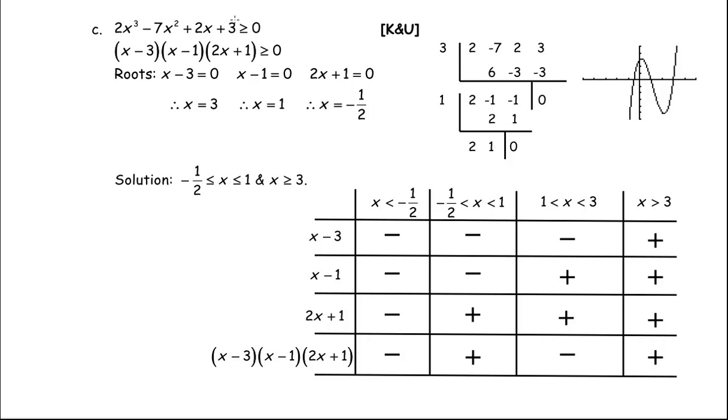Now we're looking for where this is greater than or equal to 0. So we're looking for where it's positive, basically. So that positive comes from that interval, and that positive comes from that interval. So the solutions would be, now notice this is just less thans. This says actually less than or equal to. So we would actually include the endpoints. So I wouldn't just say this. I'd say where x is greater than or equal to negative a half and less than or equal to 1. And also where x is greater than or equal to 3. So those would be the solutions for that last cubic inequality.